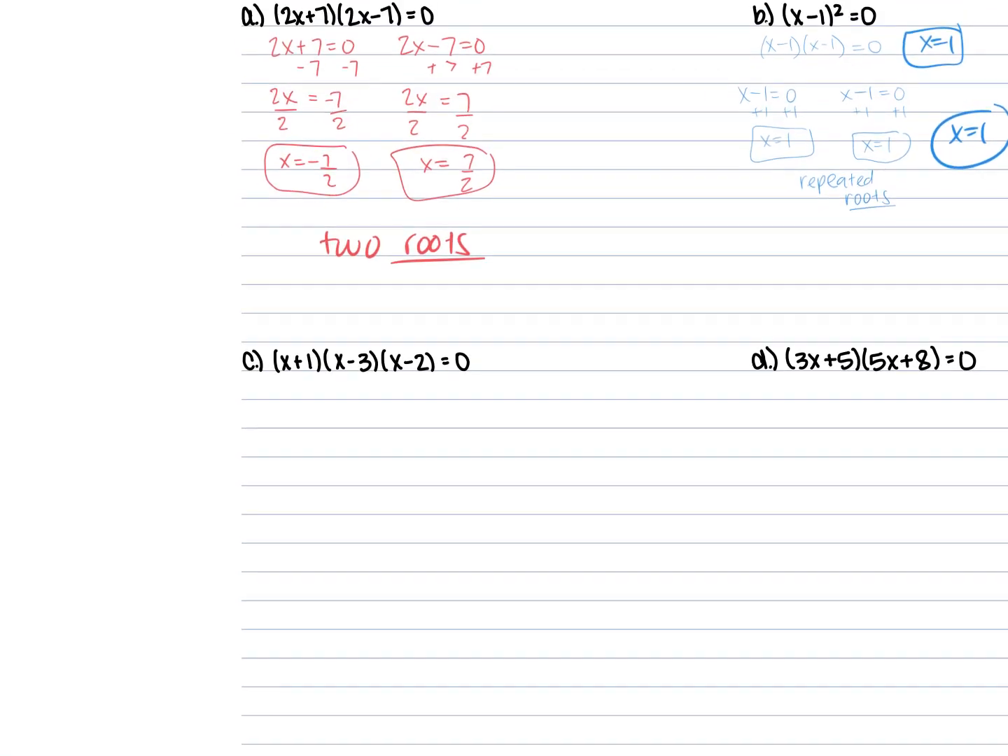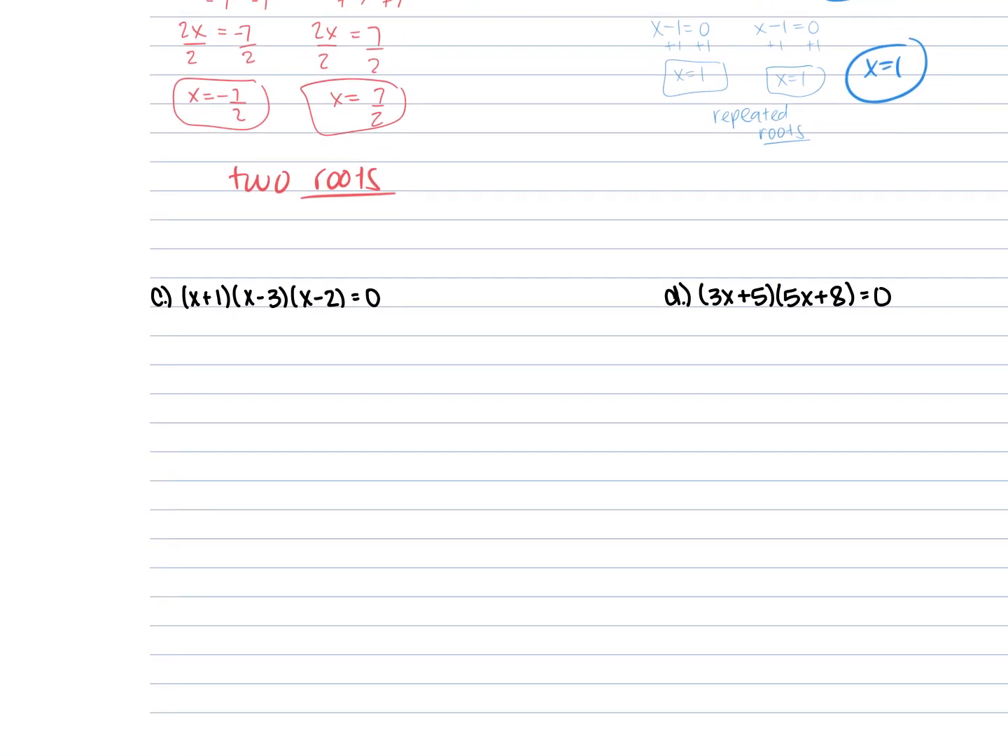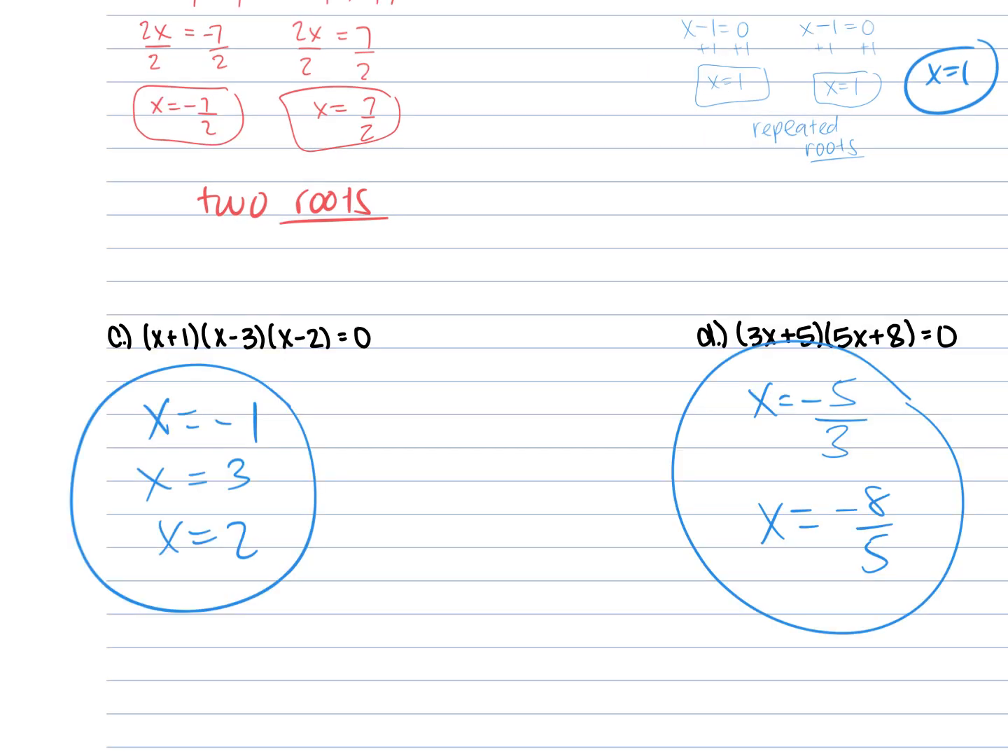All right, guys, I want you to try C and D on your own. So C looks intimidating, x to the third, but there's going to be 3 roots. Why is there going to be 3 roots in C? There's 3 factors, okay? So try C and D, go. Okay, talk, share, compare, go. Talk about it.